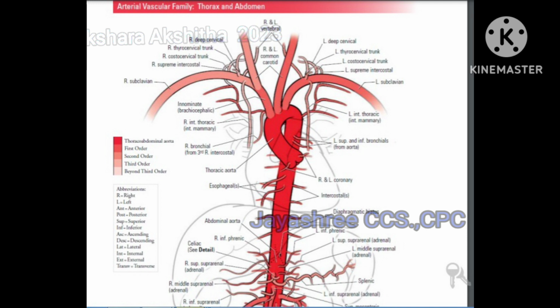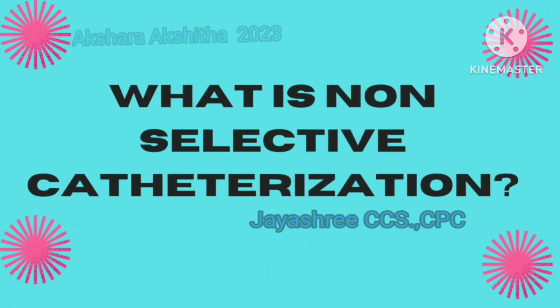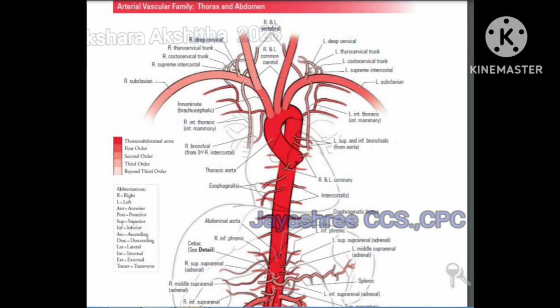From the third order branch, if any branches are coming out, those are beyond the third order. So this is the way you have to identify the order. For example, from the aorta, the direct branch is the left subclavian artery, which is first order. So the left subclavian artery is directly from the aorta, where the branching starts.